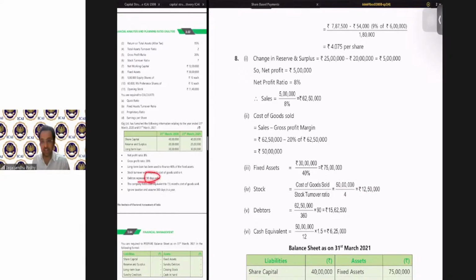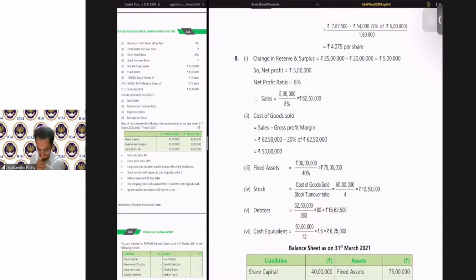Debtors represent 90 days sales. So debtors are representing 90 days of sales. 62 lakh 50,000 was the full year's sales, so of those sales, 90 days was in debtors. So 62 lakh 50,000 into 90 by 360. That's 15 lakh 62,500.